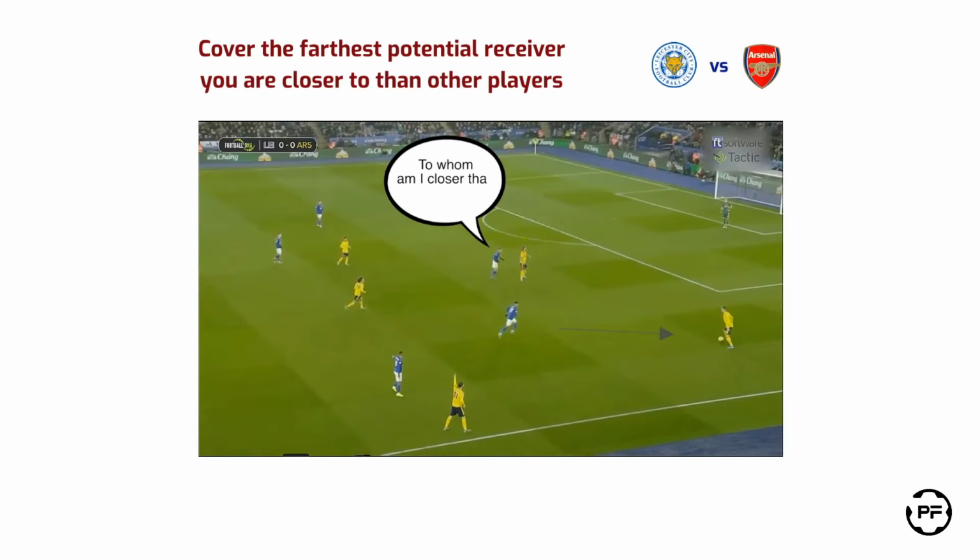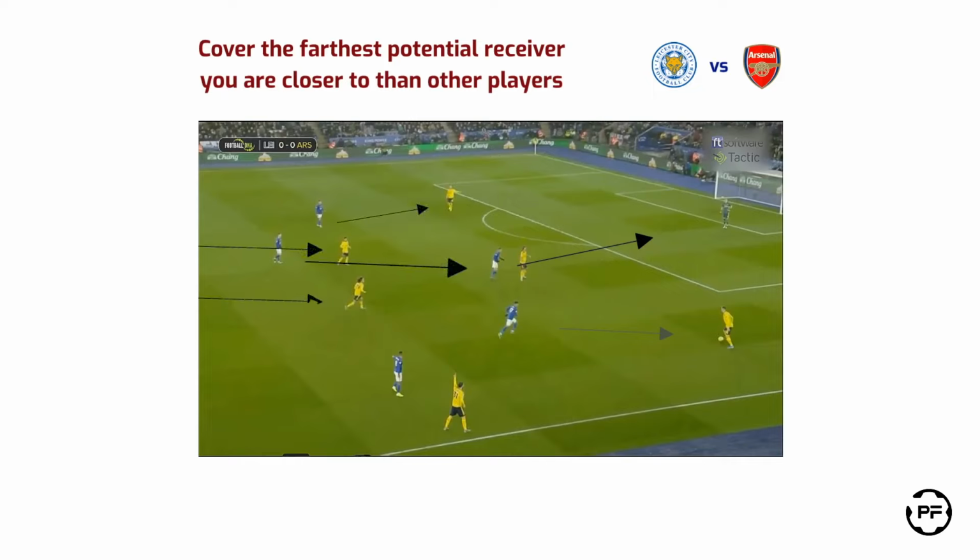So here every single player asks himself, to whom am I closer than my teammates? In this case, our striker is closer to the opponent's center-back and goalkeeper, who are both the potential receivers. But who is farther away from our striker? The opponent's goalkeeper is farther away, so our striker chooses the goalkeeper as his primary target for pressing. Similarly, other players cover all other potential receivers.